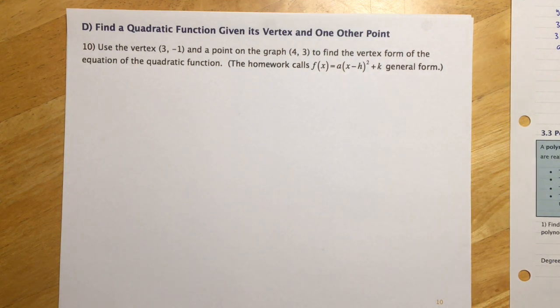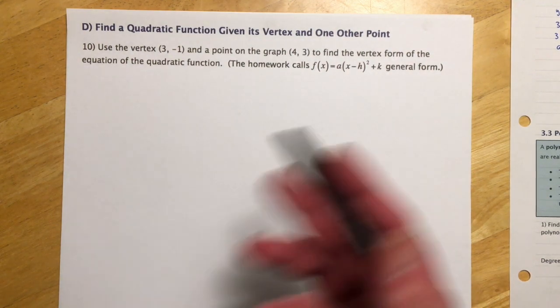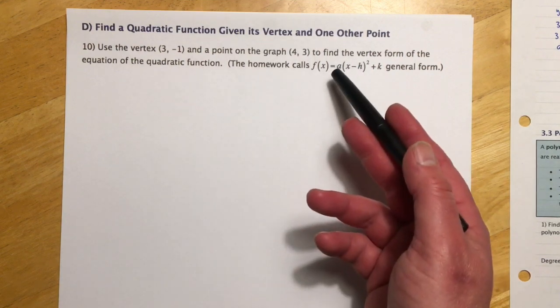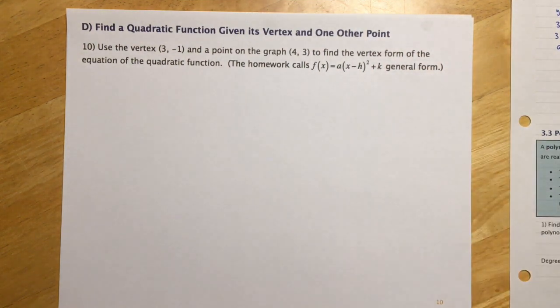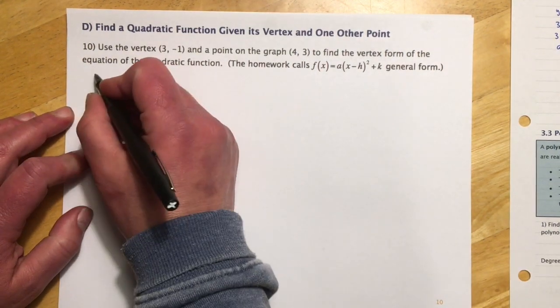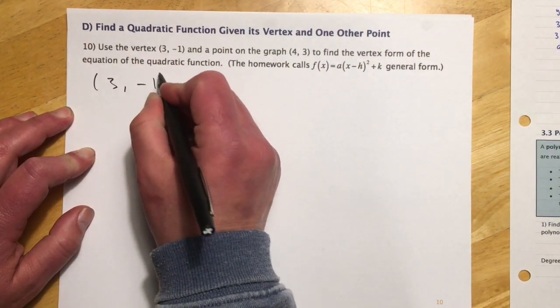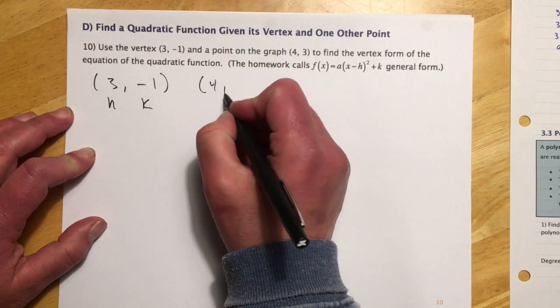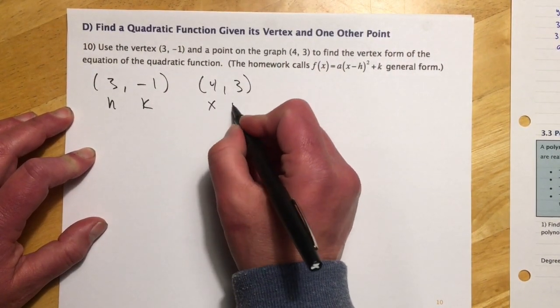Okay, and this last question is actually a lot like the find the equation of a line given the slope and a point. So for the quadratic, it's given the vertex and a point, find the equation. So it's kind of similar to those linear problems. So we have a vertex right here. I'm just going to jot that down over here, and that is h and k. We have this point, 4, 3, that's an x and a y.